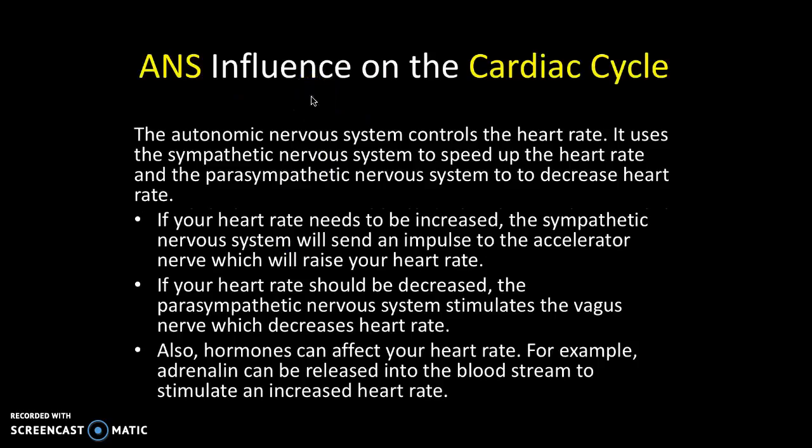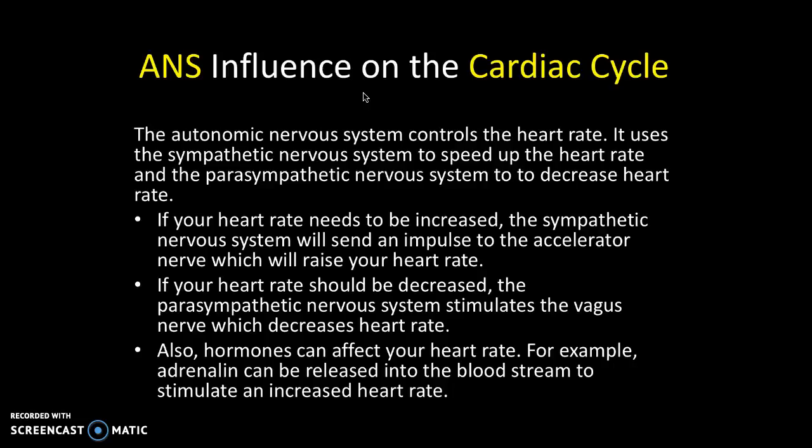The autonomic nervous system also has an influence on the cardiac cycle, and this is because it controls the heart rate. So sometimes you need a higher heart rate and sometimes you need a lower heart rate, depending on if you're at work or at rest, or if you're in a warm place or a cold place, or if you have high levels of acid in your blood compared to low levels of acid in your blood.